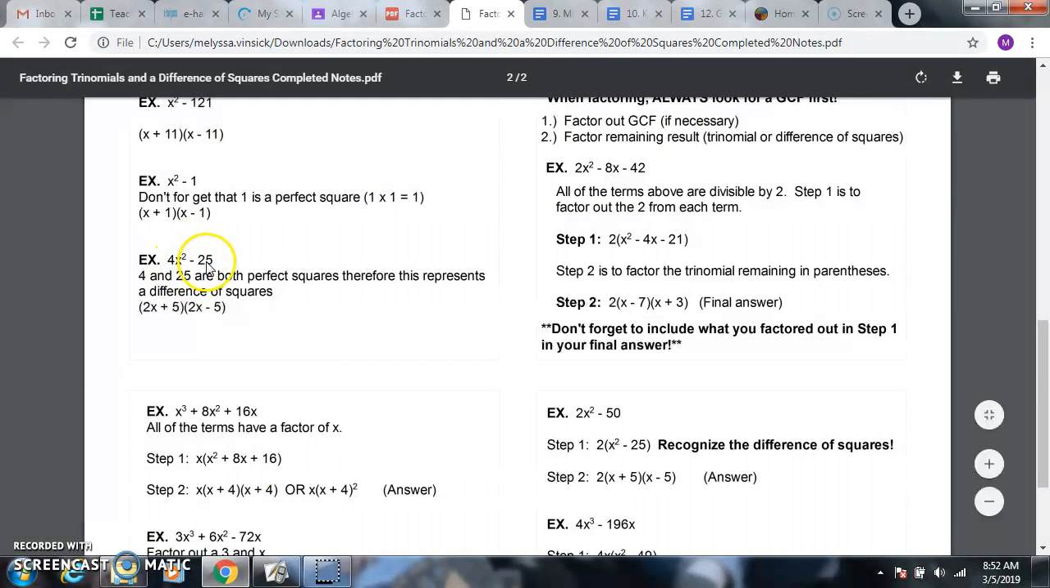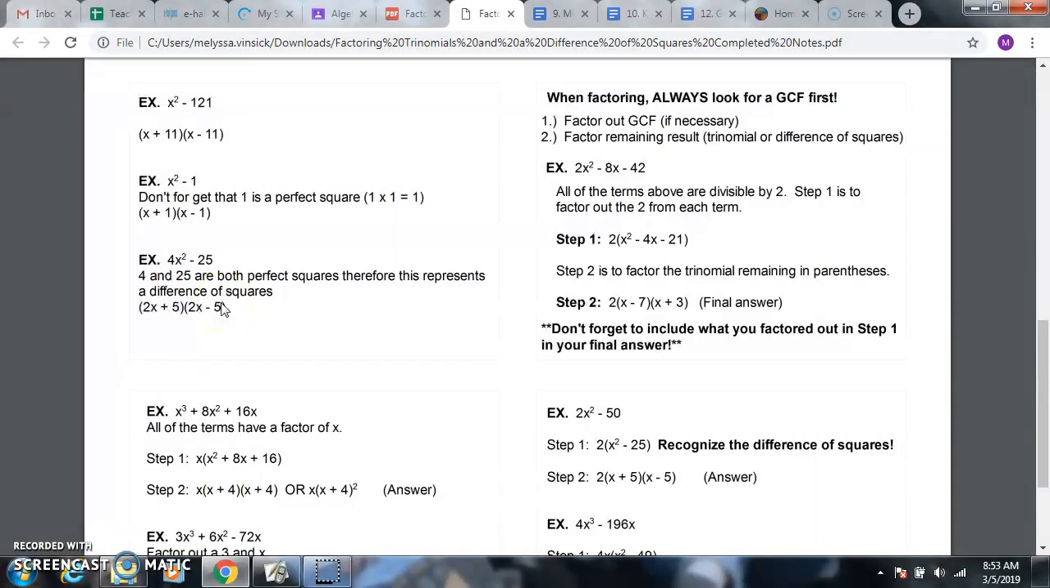4x squared minus 25. 4 is a perfect square with this x squared, so even though we haven't always had a number with the x, it's okay if you do, as long as it's a perfect square. 4 is a perfect square, 25 is a perfect square. So it breaks apart into 2x and 2x, because 2 times 2 would give you the 4. 25 is a perfect square, 5 times 5 gives you 25. 2x plus 5, 2x minus 5. So you have to be really good at looking for perfect squares.